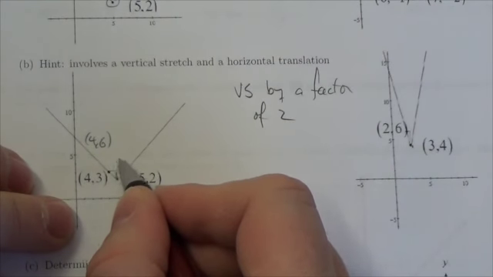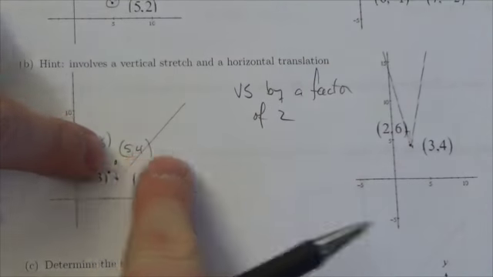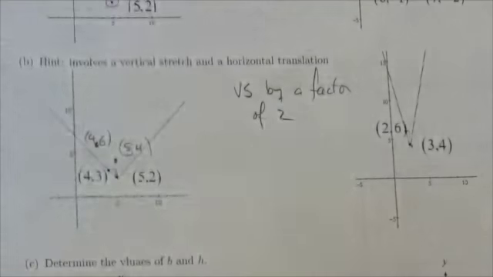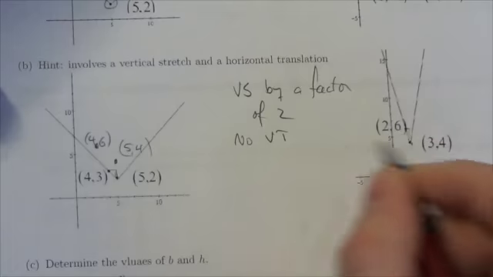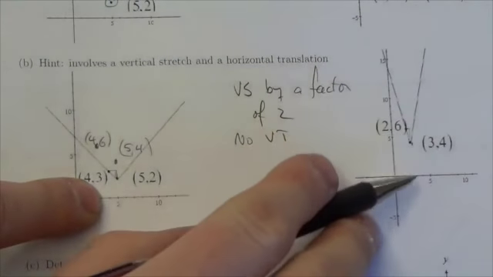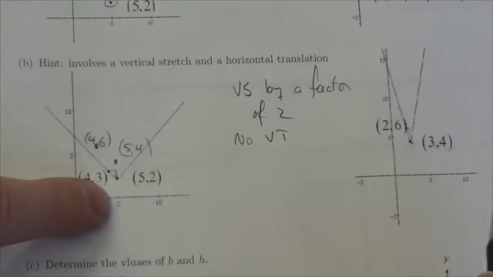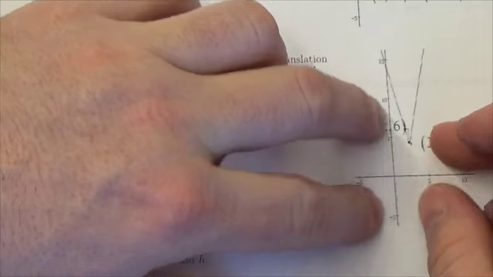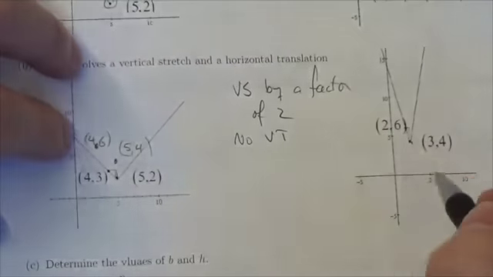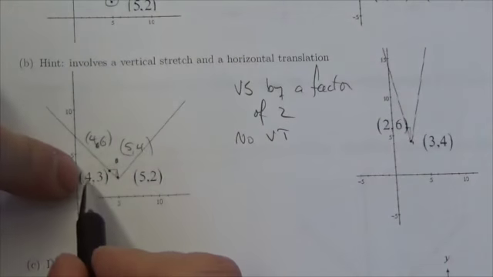Okay, 4,6, 5,4. Now let's compare those y coordinates. 6 and 4. There's been no vertical translation. Now it looks like it because it's been moved up here, right? This graph is higher than this one, but that's a result of the vertical stretch about the x-axis. When you do a stretch here, everything moves away from or towards the x-axis, and so that's all that has happened there.